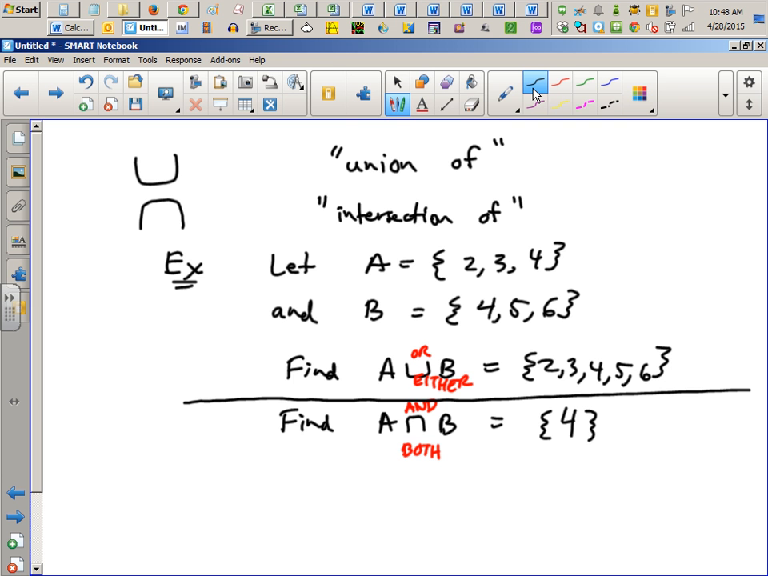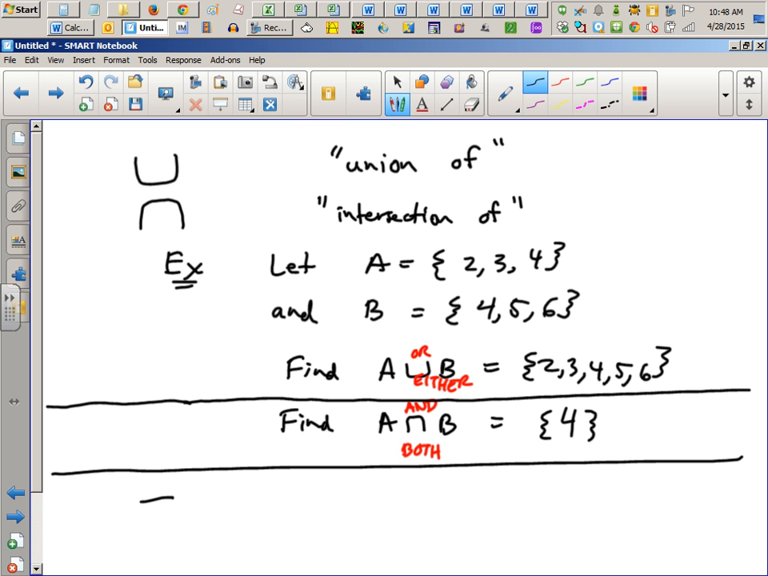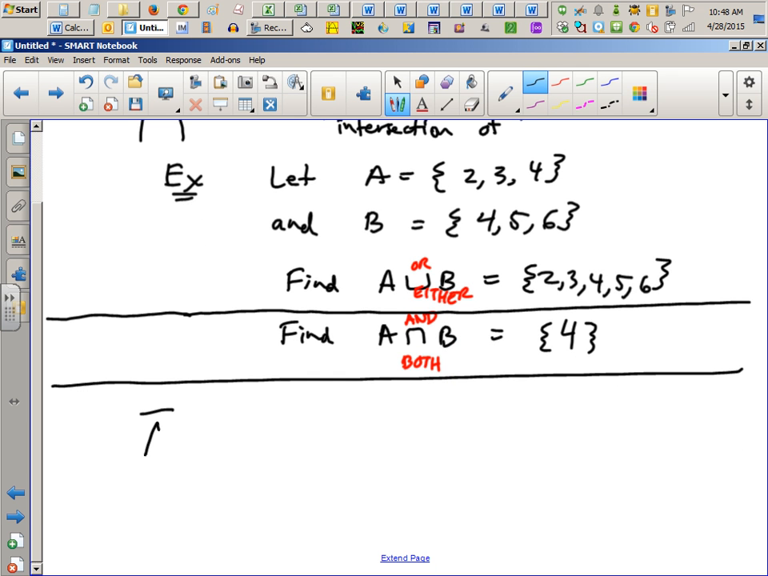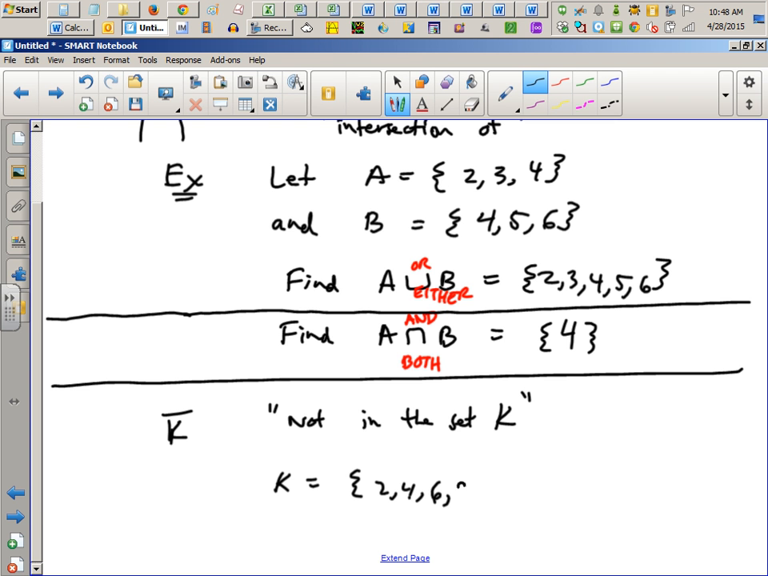Okay, and then the third symbol I said I wanted to teach you, well, the fourth, if you count the capital U for universal set, is this bar thing. So the bar is kind of like the negative symbol in this world of math. So if I said bar K, this means not in the set K. So if you see bar K, it means not in the set K, is how it's pronounced. So let's do an example. Let's say that K is the set 2, 4, 6, 8.